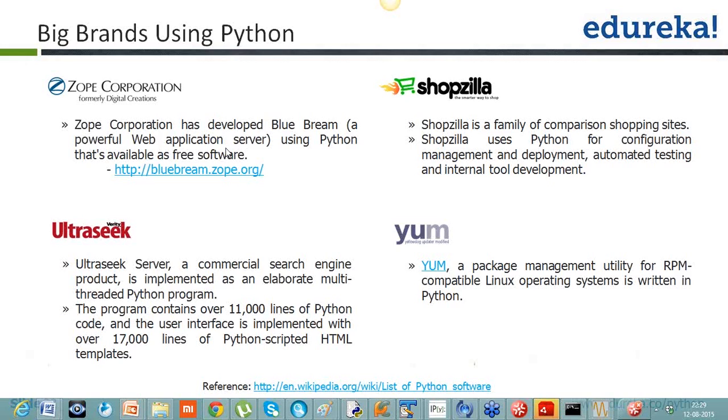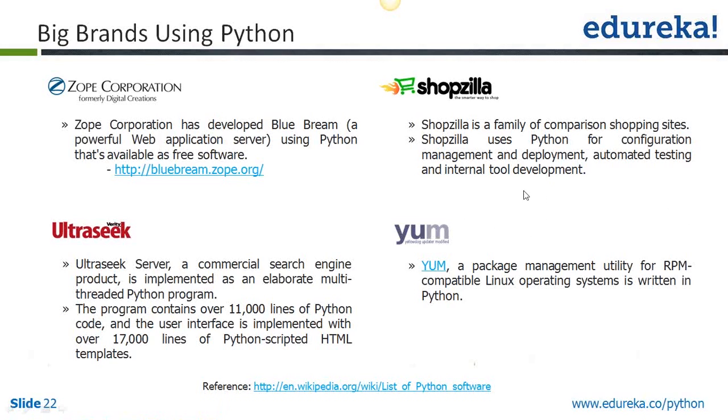People who might be interested in doing those projects in Python, I can forward that mail. They are now looking for people only in Python. Last year they were looking for R, and now they are looking only for Python. Shopzilla is a family of comparison shopping sites, and it uses Python for configuration management. Yum, a package management utility for RPM-compatible Linux systems, is also written in Python.